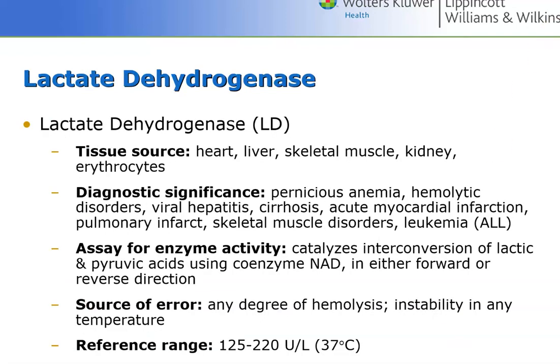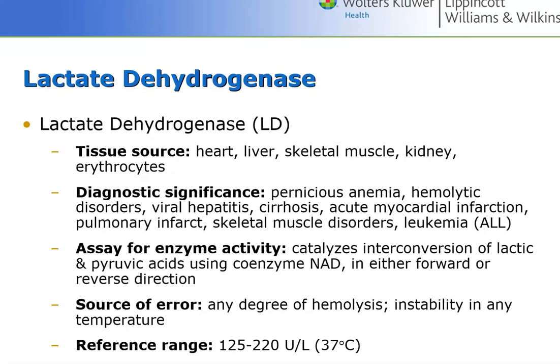Going on, next one. Lactate dehydrogenase, the LD that we just saw on that little line graph. Lactate dehydrogenase is found in your heart, your liver, your skeletal muscle, your kidneys, your erythrocytes. It's found in a couple other places too, but these are the big ones. So how does it help us do anything? Well, LD values will increase with hemolysis, pernicious anemia, hepatitis, cirrhosis.